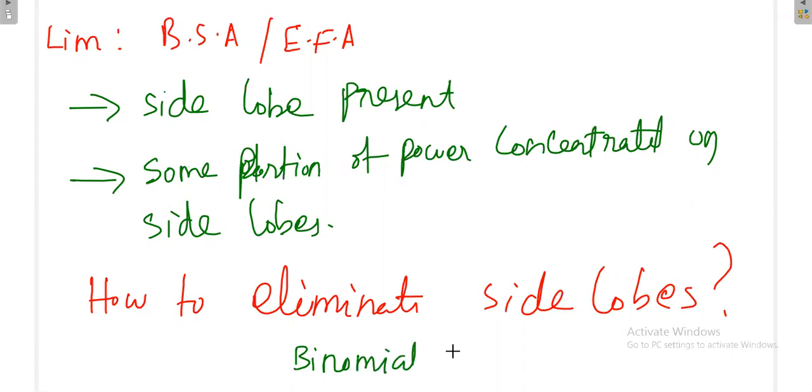Binomial array. How to eliminate the side lobes? To eliminate the side lobes, you have to use the binomial array concept. Okay, so next one is binomial array. For the binomial array, you have to use the binomial theorem.